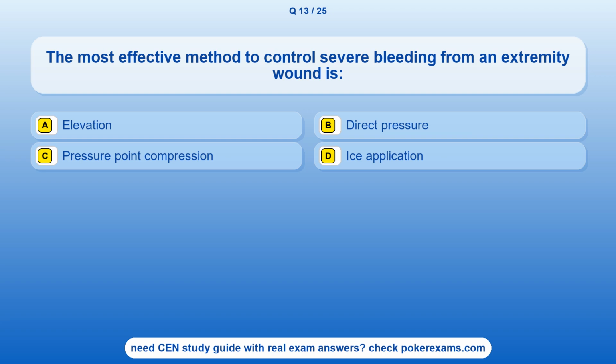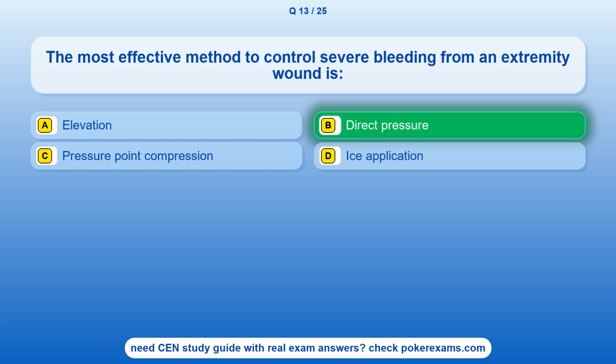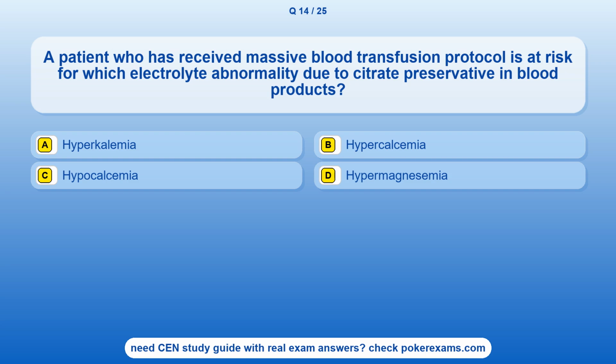Question 13. The most effective method to control severe bleeding from an extremity wound is option A, elevation. Option B, direct pressure. Option C, pressure point compression. Option D, ice application. The correct answer is option B, direct pressure.